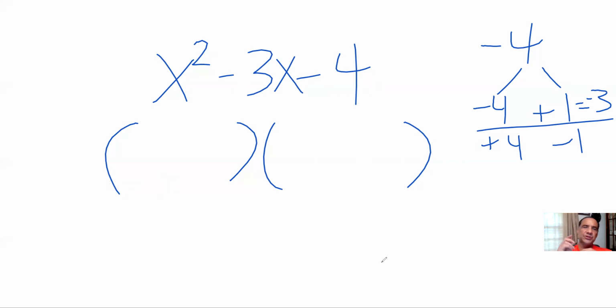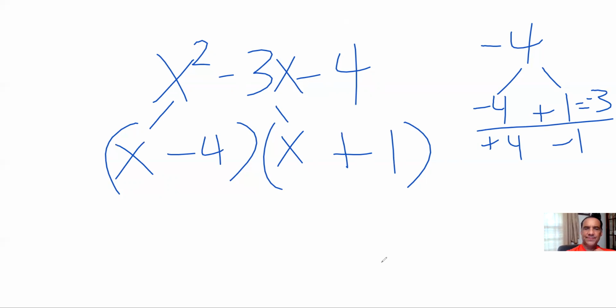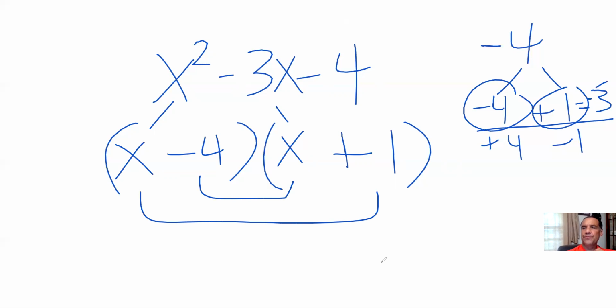So what a lot of folks do is they just realize x squared is x times x, and that's your first. Negative 4 times positive 1 are your last, and they give you the negative 4. And then you just do a little series of checks, and your middle term would be a negative 3x. So that's actually the answer in factored form.